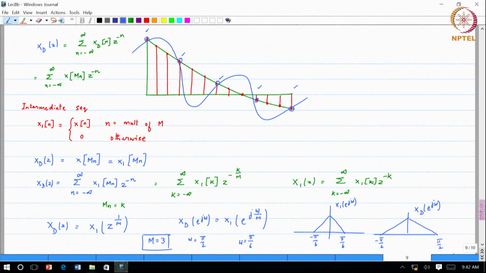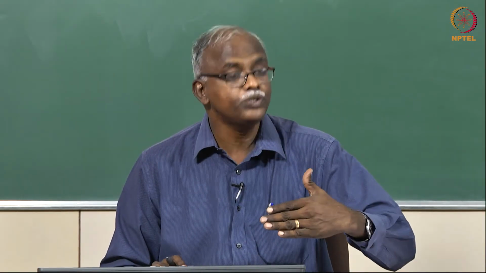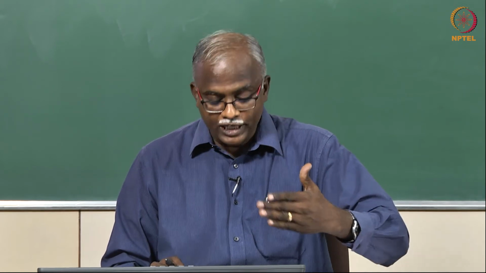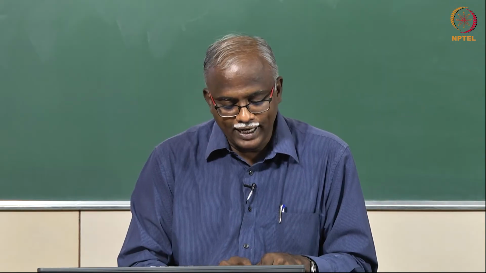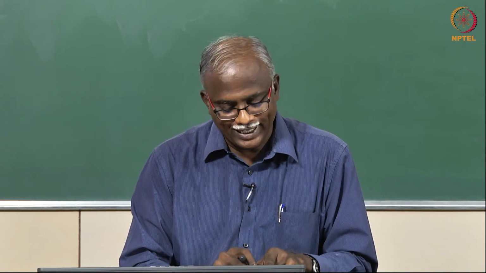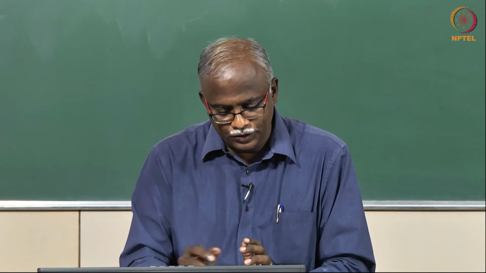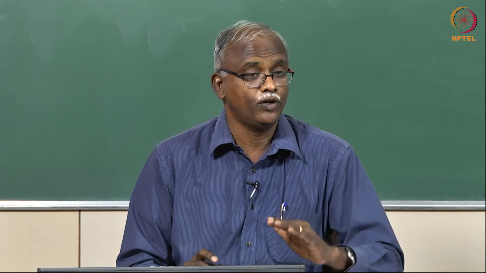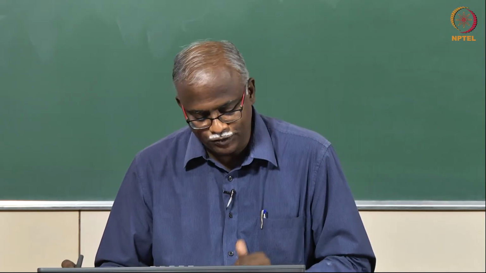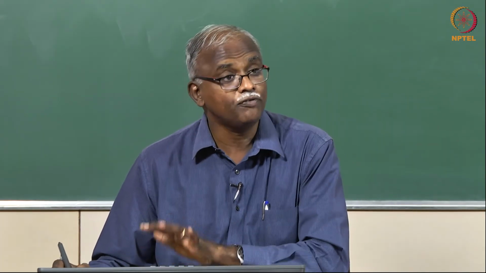Again, this is an intermediate step. I have defined a new sequence. This sequence has got lots of zero valued samples, and it is related to the downsampled signal xd[n] using the same relationship, and it gives us a closed form expression for the Z transform of xd(z). Okay, this is still not the final answer.